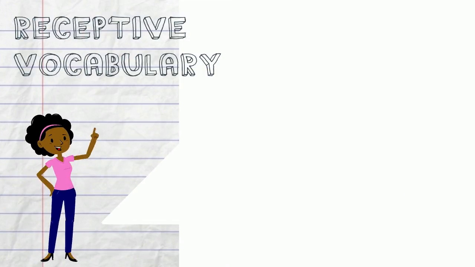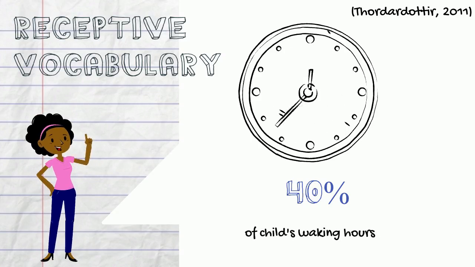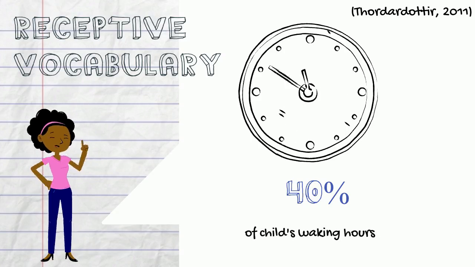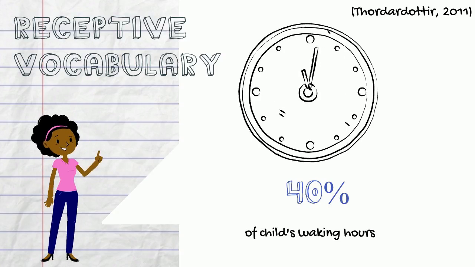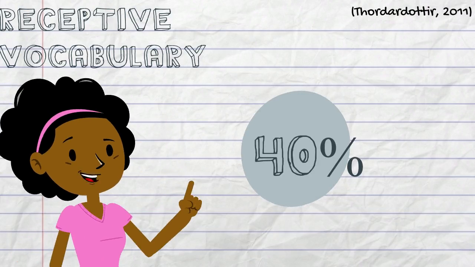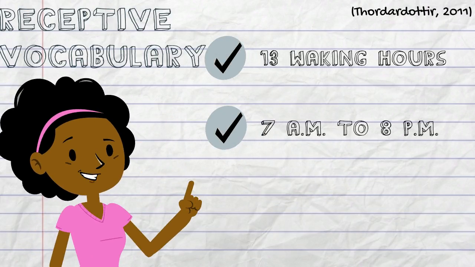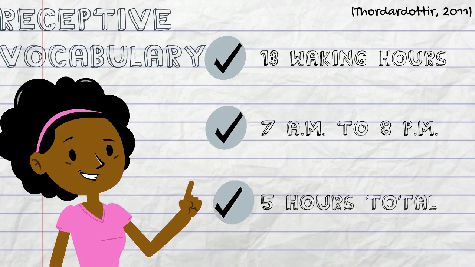In fact, a child needs to be exposed to a language at least 40% of his or her waking hours in order to attain proficiency in that language. This refers to the amount of language exposure. To have a good understanding of vocabulary words, a child must be exposed to a language 40% of his or her waking hours. So if a child is awake for 13 hours, from 7 a.m. to 8 p.m., they should be exposed to the language for about 5 hours in total.